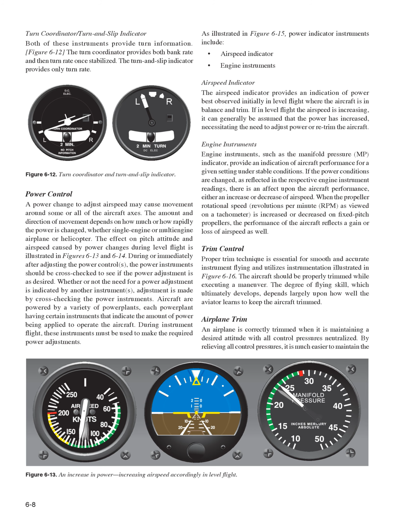Engine instruments, such as the manifold pressure (MP) indicator, provide an indication of aircraft performance for a given setting under stable conditions. If the power conditions are changed, as reflected in the respective engine instrument readings, there is an effect upon the aircraft performance, either an increase or decrease of airspeed. When the propeller rotational speed, revolutions per minute (RPM), as viewed on a tachometer, is increased or decreased on fixed-pitch propellers, the performance of the aircraft reflects a gain or loss of airspeed as well.